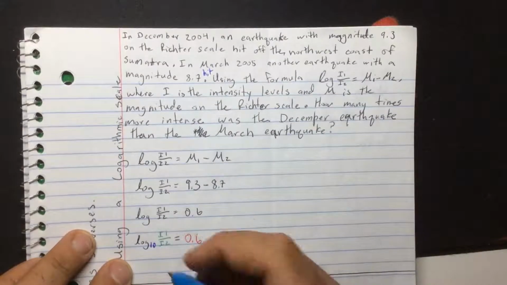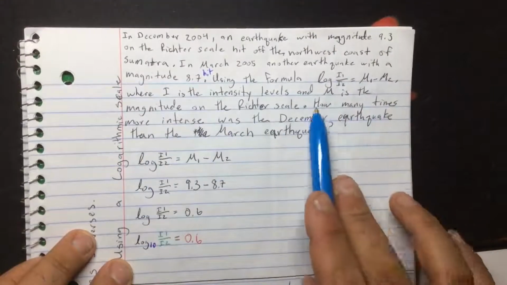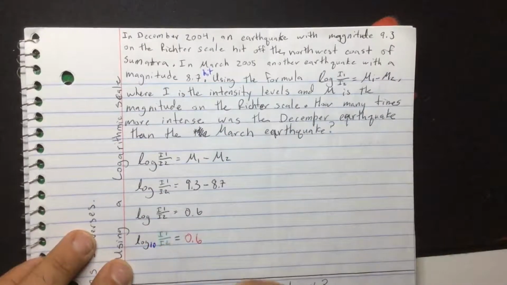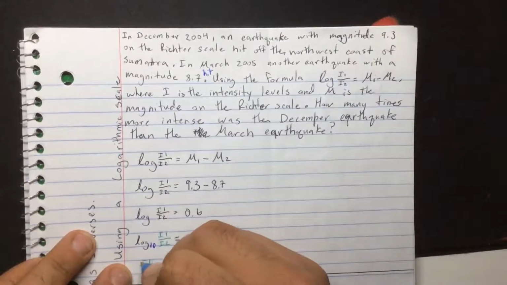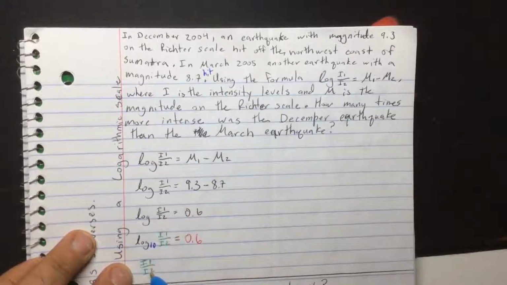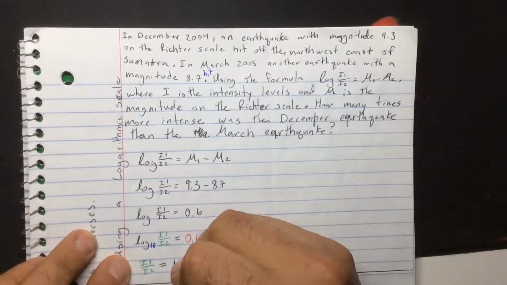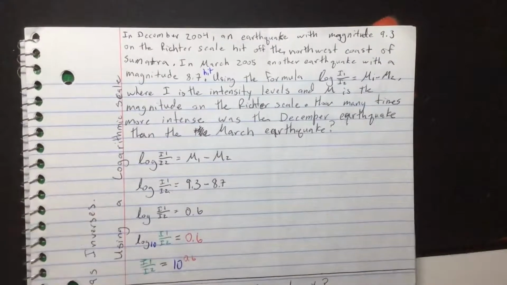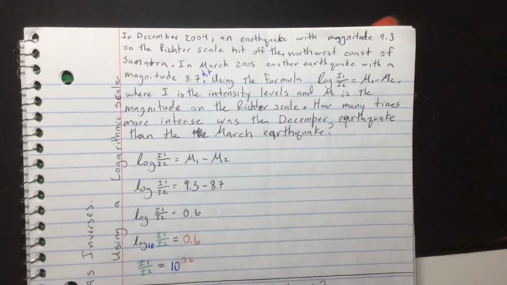This is what we're looking for: how many times more intense was the December earthquake than the March earthquake? So it's the intensity level of 1 divided by 2, because that's how many times more it is from the first one to the second one. It's going to be equal to our base, 10, to the 0.6. This is actually pretty easy. All you have to do is plug this into a calculator and we get about 4.